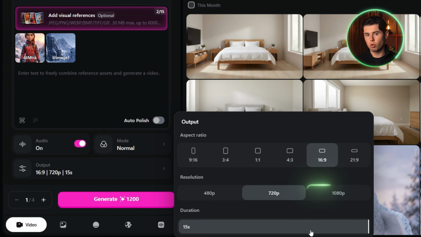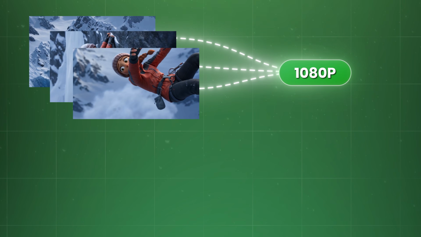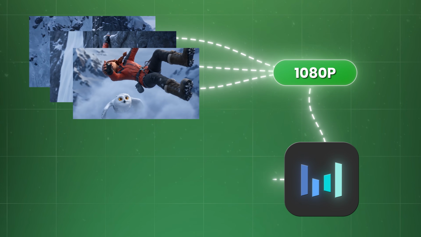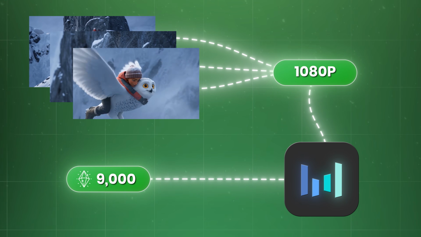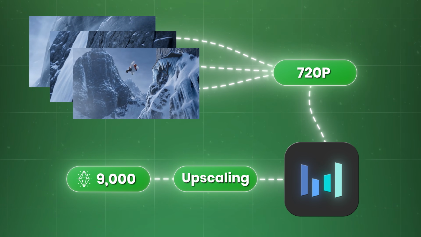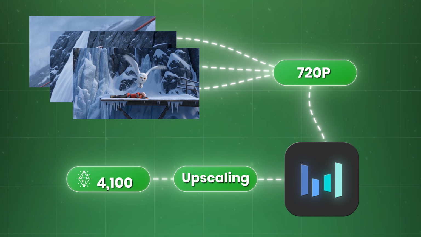Now I promised to show you the resolution trick a few minutes ago. So here it finally is. Instead of generating all your scenes in 1080p, create them in 720p, and then upscale the final video once. And here's the real math behind it. 3 15-second clips in 1080p on Seedance 2.0 costs around 9,000 credits. But doing all 3 in 720p and then upscaling the final video once costs close to 4,100 credits. So that's half the credits saved on a single video, which at OpenArt's pricing comes out to around $5 back in your pocket every single time you make one of these.